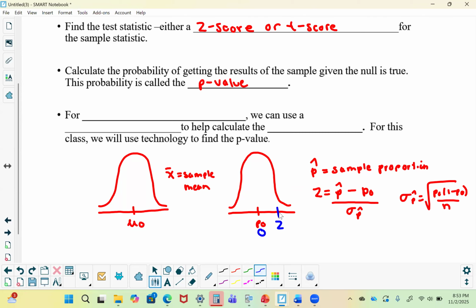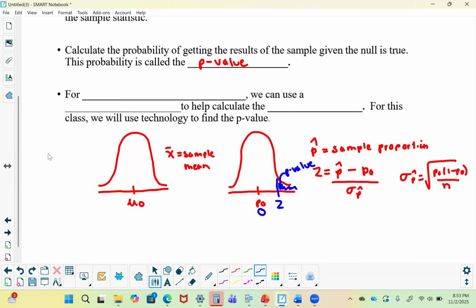And then we're going to calculate the probability. So if it was a right-tailed test, we would calculate the probability that it's greater than it. And this probability, or this area here, is called the p-value. And if we were doing means, it would be the same thing, with the sample mean.